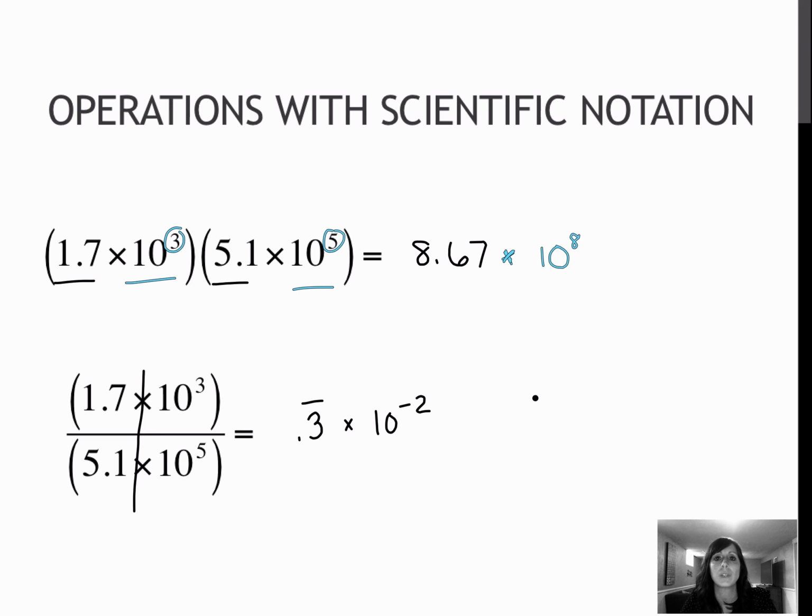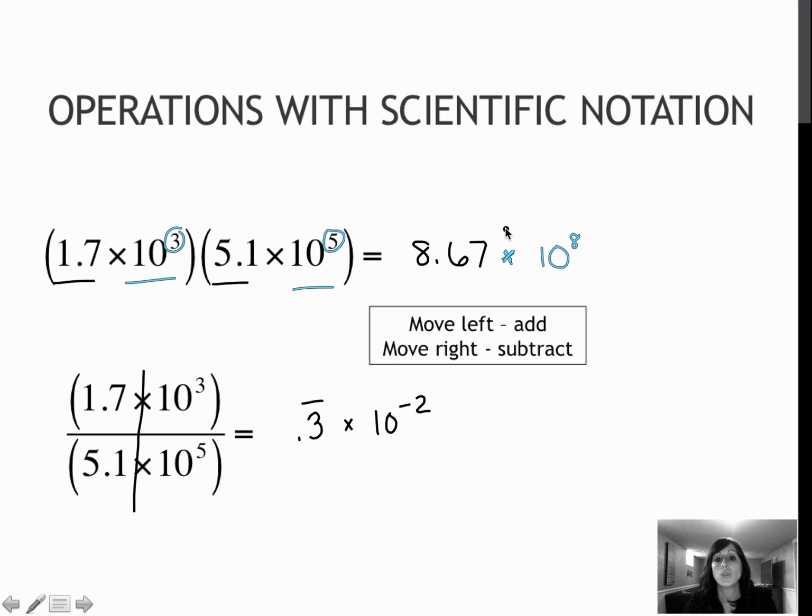First of all, I don't really want that repeating sign in there, and so you would round to an appropriate place value. Also, I know that in scientific notation, my first number has to be between 1 and 10, and 0.3 is less than 1, and so that's not okay. So I'm going to have to write this by moving it right one position, 3.33. I'm just going to round to the nearest hundredth.